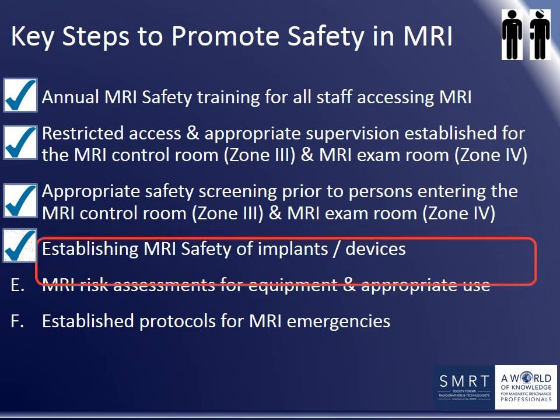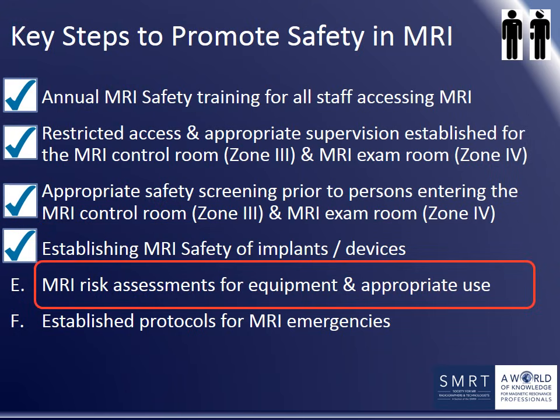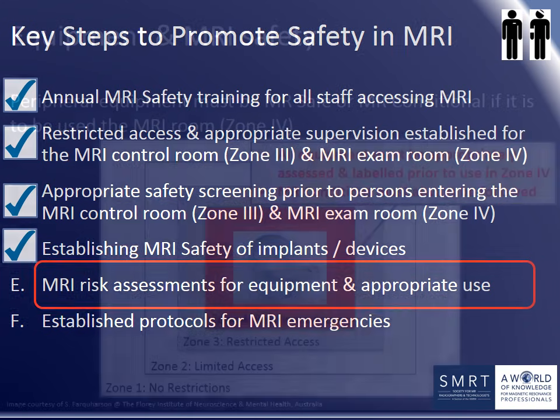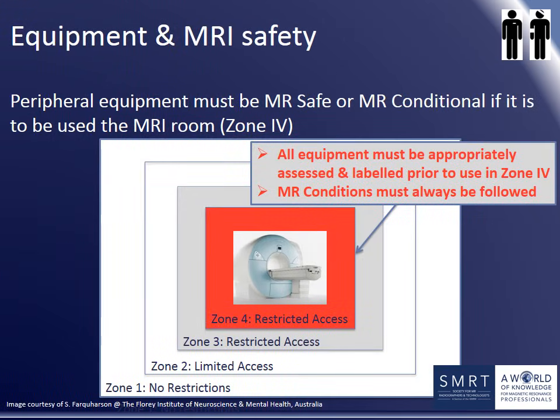The fifth key step to promoting safety in MRI is performing risk assessments for equipment and ensuring appropriate use. Any equipment to be used in the MRI scanner room must be MR safe or MR conditional, and all equipment must be appropriately assessed and labelled prior to use in the scanner room. MR conditions must always be followed.